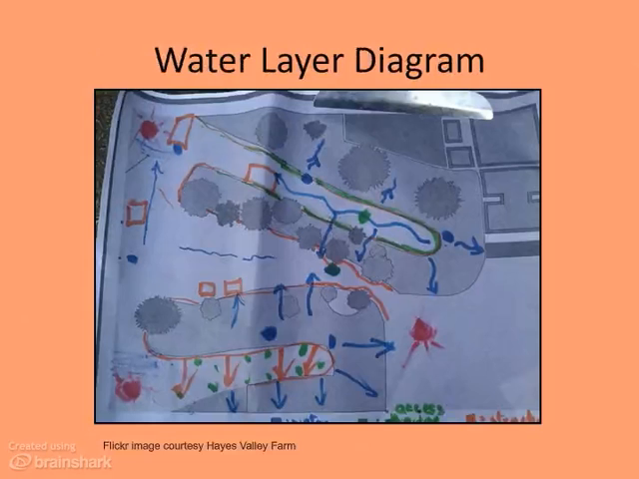Here's an example of a water analysis of a farm site. The blue lines show the movement of water through the landscape. Remember to show how water will travel off of buildings on the site. If you have a well or septic system, be sure to include it on the map. Also, you may want to note your observations and interpretations on the map as well.